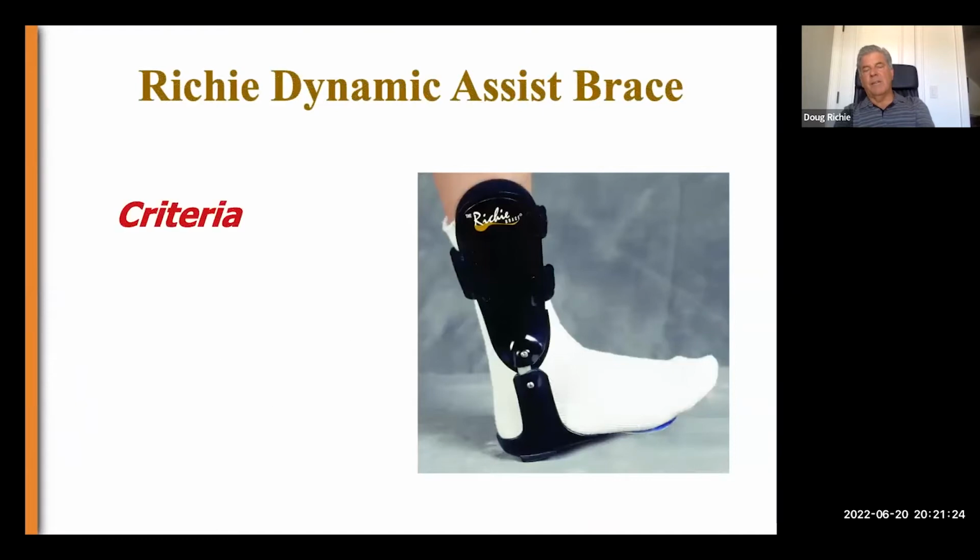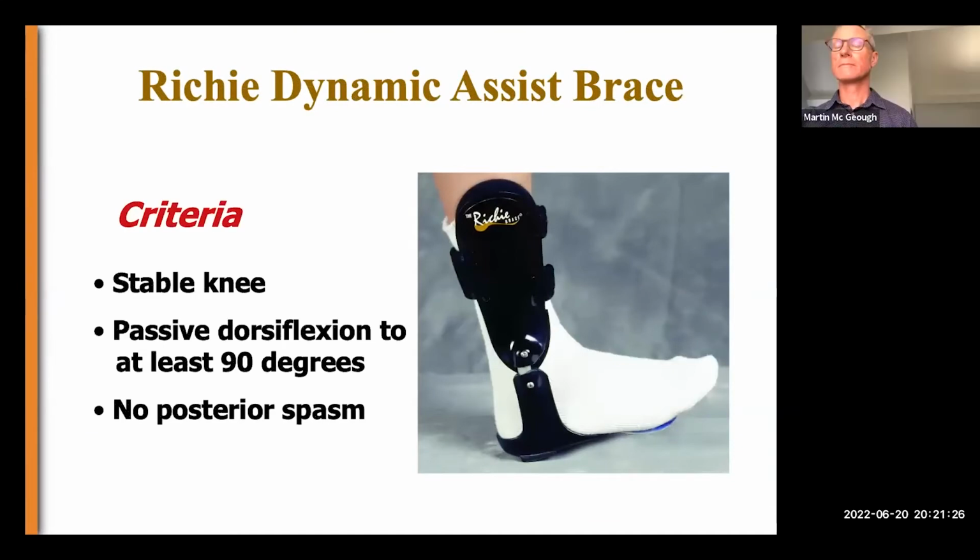This is the dynamic assist brace. It requires a stable knee. The ankle joint has to be able to come to 90 degrees. It has to have available dorsiflexion to reach neutral. And in most cases, the patient should not have a lot of spasticity in the calf.